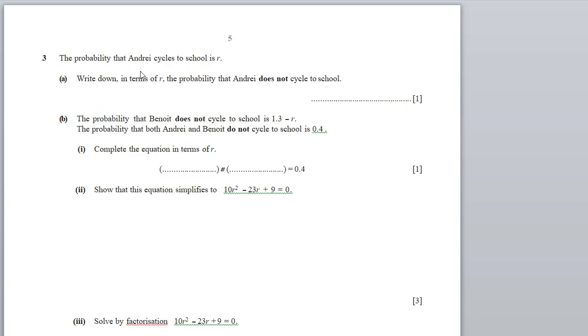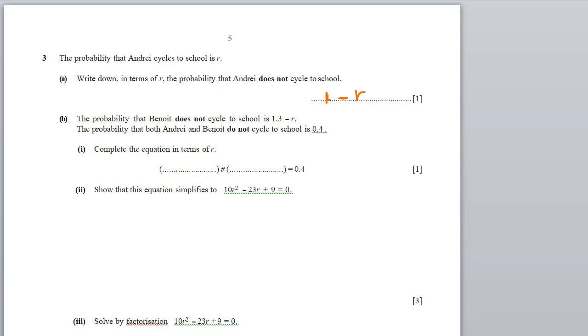The probability that Andrea cycles to the school is R. Write down in terms of R the probability that Andrea does not cycle to the school: 1 minus R. The probability that Bonucci does not cycle to the school is 1.3 minus R. The probability that both Andrea and Bonucci do not cycle to the school is 0.4.